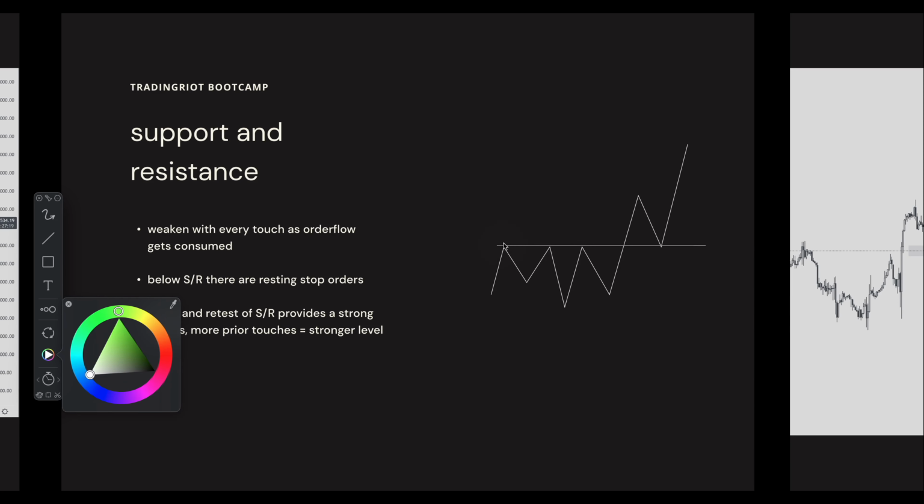So you have people wanting to sell at this resistance. They will get some fills, then sell again here, and there are no orders left here, so the market will essentially break the level.